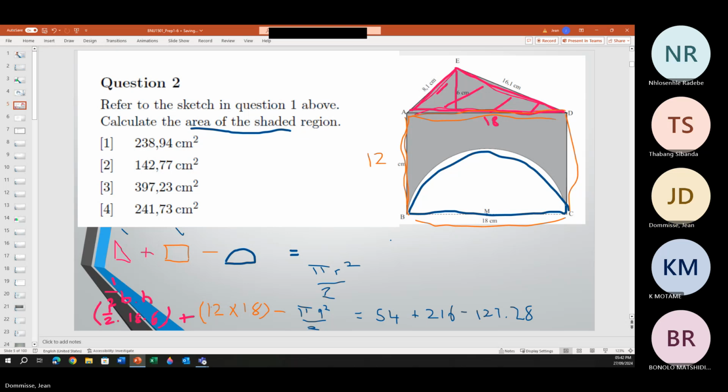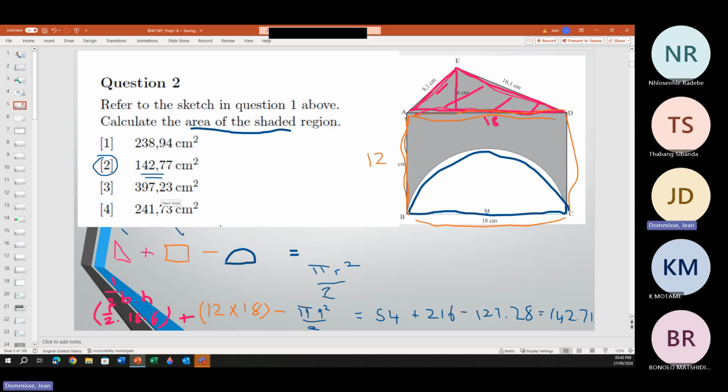So if we say 54 plus 216 minus 127.28, we get 142, I get 0.71, which is very close to that one. So again, I think it's just with the pi that I'm using. So the answer is 142.77.